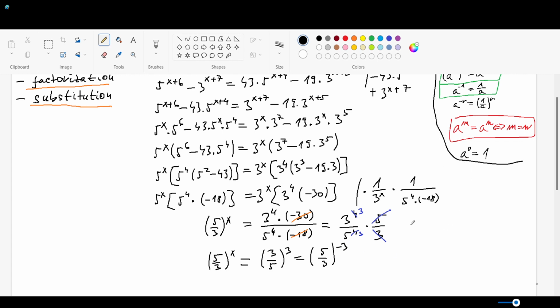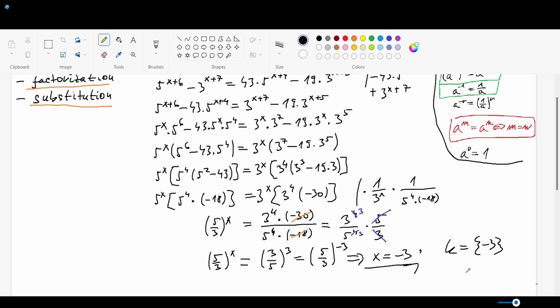So we have the same basis, and that means our x is equal to negative 3. It would be really nice to make the check. You can do it on your own. It's not very complicated, I promise. So our conclusion is that the set of our roots is a one-element set, and it's the number negative 3.